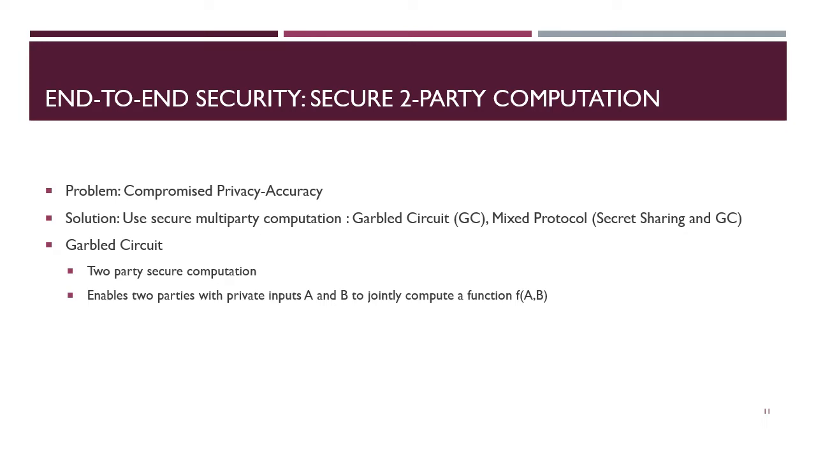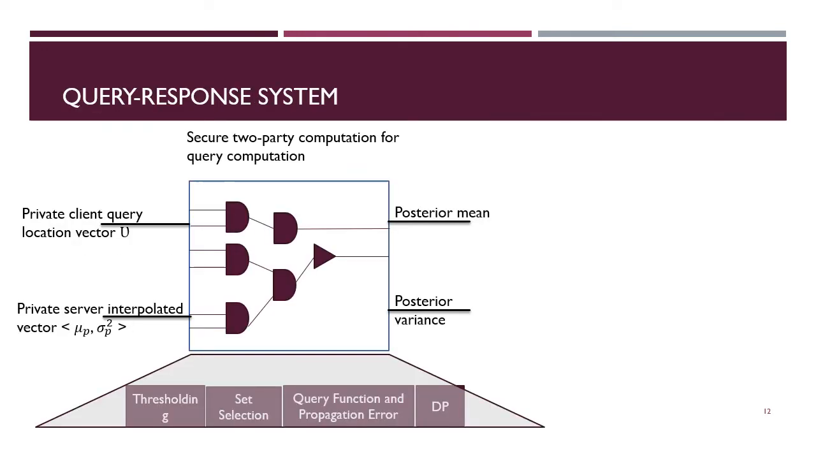This motivates us to use secure two-party computation, where two parties compute a function on their private inputs. This computation only reveals the output of the function, and all the other intermediate computation and input remains secret for both the parties. Secure 2PC gives us our final end-to-end secure query response system.